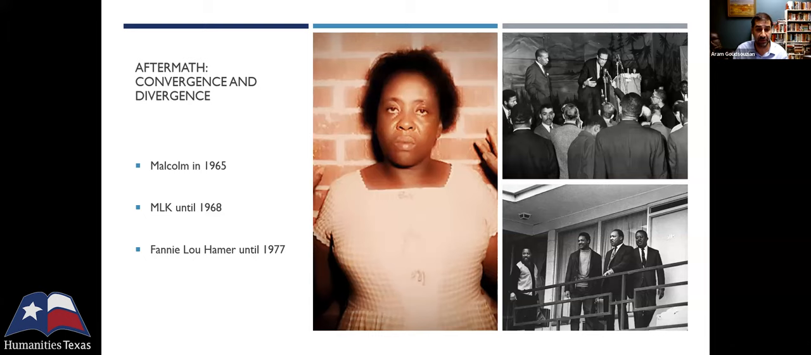King, as we know, evolves and enters into more openly radical causes by the late 1960s. He's critical of the Vietnam War. He speaks more on issues of economic injustice. He creates the Poor People's Campaign with the idea of illuminating poverty in America, but still with this liberal hope of fostering legislation from the federal government, still with a belief in nonviolence, still with a belief in the beloved community.